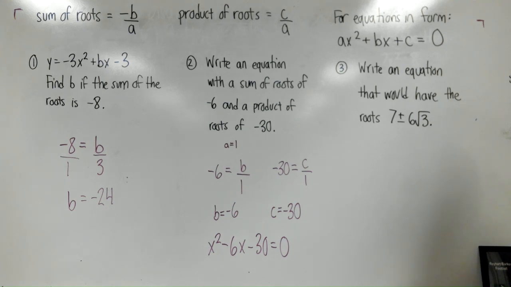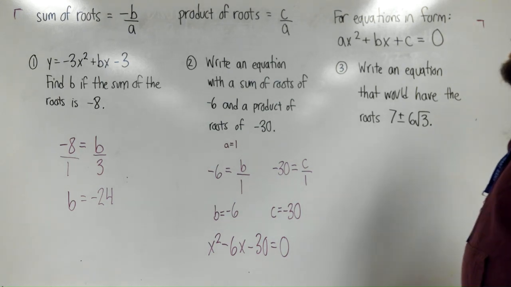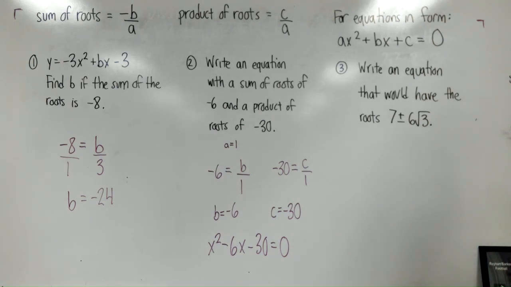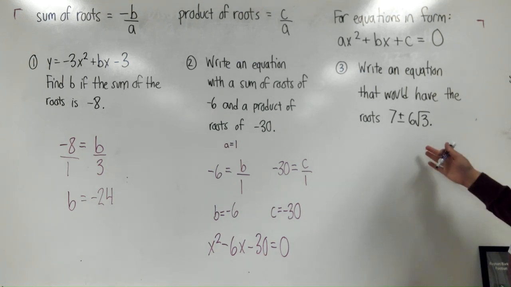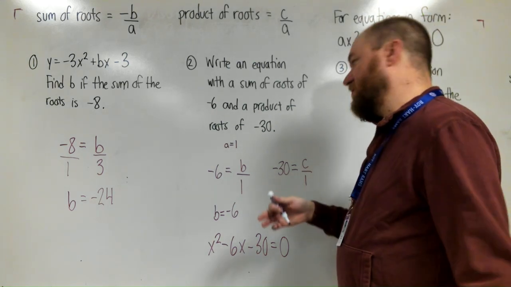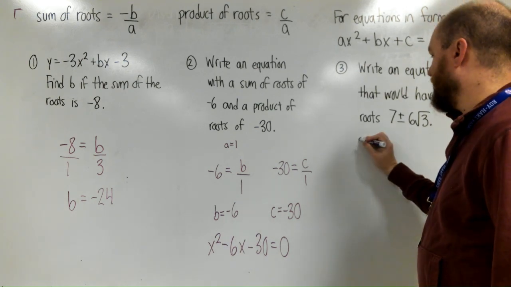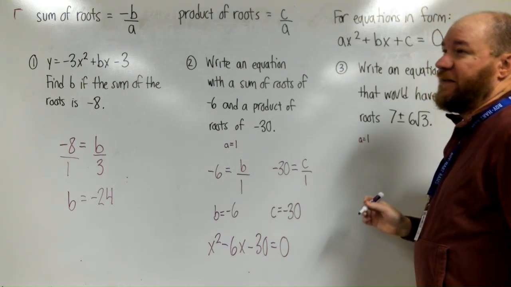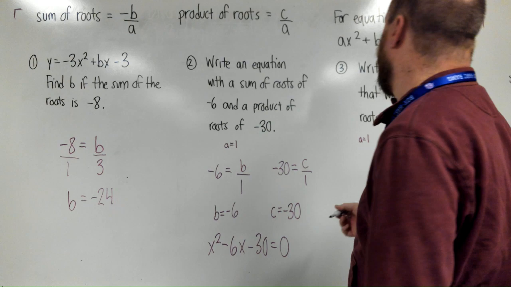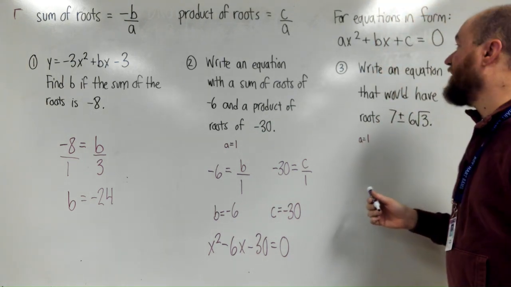All right, and then finally, question number 3. For equations in the form ax squared plus bx plus c equals 0, write an equation that would have the roots 7 plus or minus 6 radical 3. So again, this is asking us to write an equation. So we'll just start by declaring a as 1. You could do that unless they specifically tell you what a is. So a is 1.